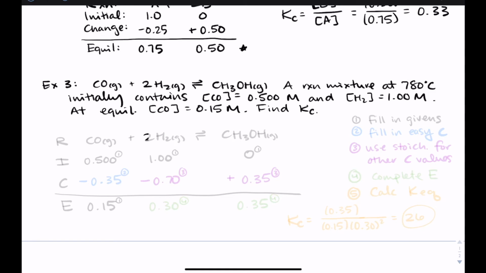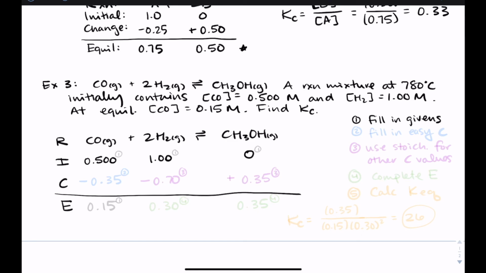I'm going to set this up with an ICE table. So I've got my row labels just with the capital letters, and I've got my reaction filled in. So the first thing, like with any problem solving, we'll fill in what we're given, which is the 0.5 molar initial carbon monoxide, the 1 molar initial hydrogen gas, and it doesn't say anything about the CH3OH, so I have 0 when I start of CH3OH. And the other piece of information I know is that at equilibrium, my carbon monoxide is down to 0.15 molar. So this is where I'm starting.